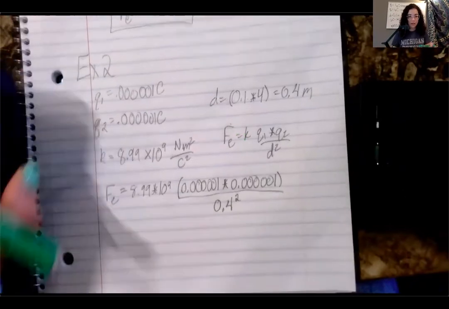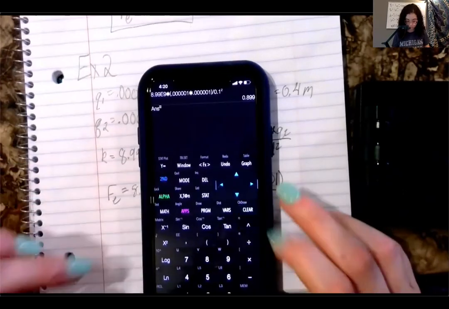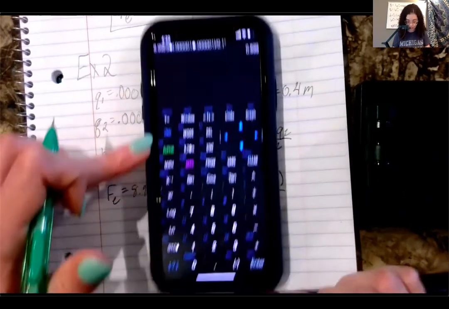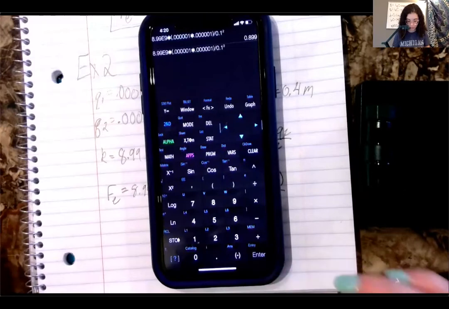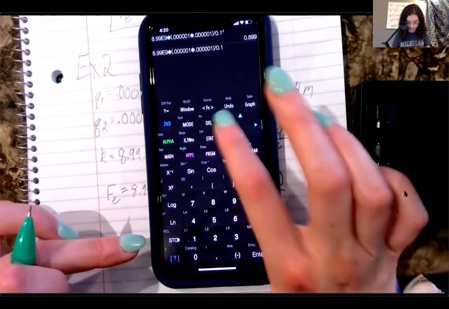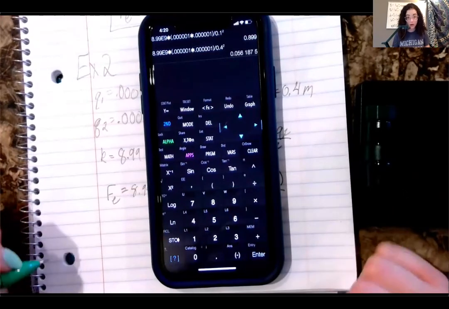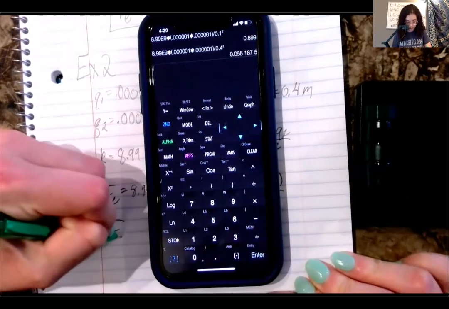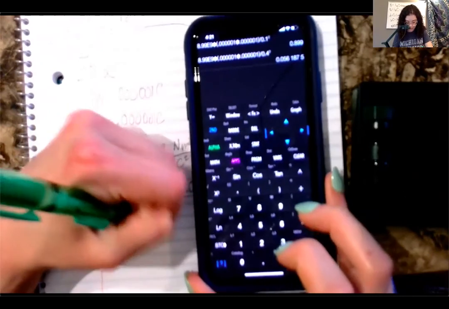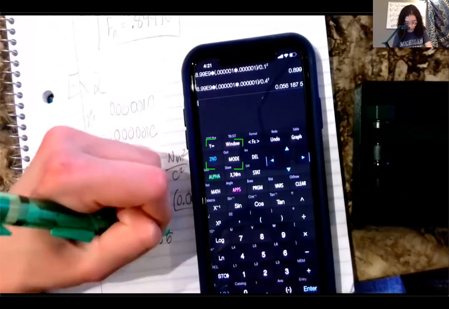Take a second and plug all that into your phone calculator. Here we go. I'm just gonna go second, that blue button, and then enter says entry. So I'm gonna just pull up that last entry, and instead of 0.1, I'm gonna delete that and say it's 0.4 squared. All right, and our answer, F sub E, my electrostatic force, is equal to 0.0562, we'll do 3 sig figs, 0.0562 newtons.